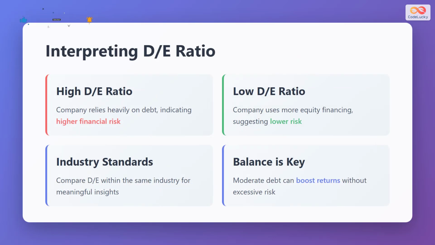Understanding the D/E ratio helps assess financial stability. A high debt-to-equity ratio means the company relies heavily on borrowed money to fund operations, which indicates higher financial risk. If the business faces difficulties, it might struggle to repay creditors. A low D/E ratio shows the company uses more equity financing, suggesting lower financial risk and greater stability.